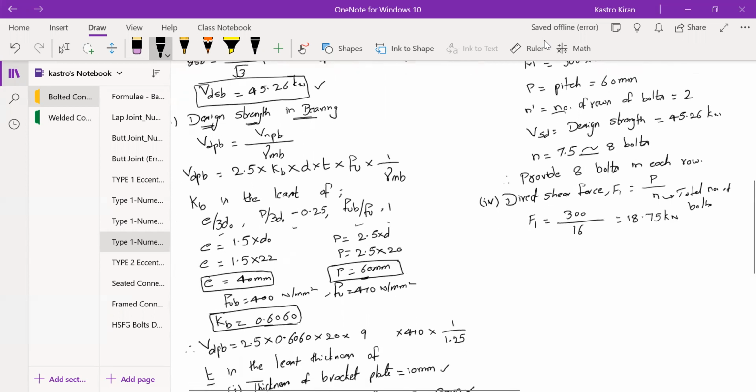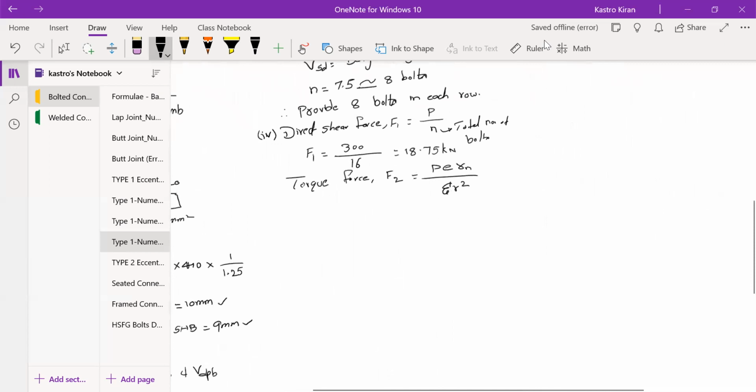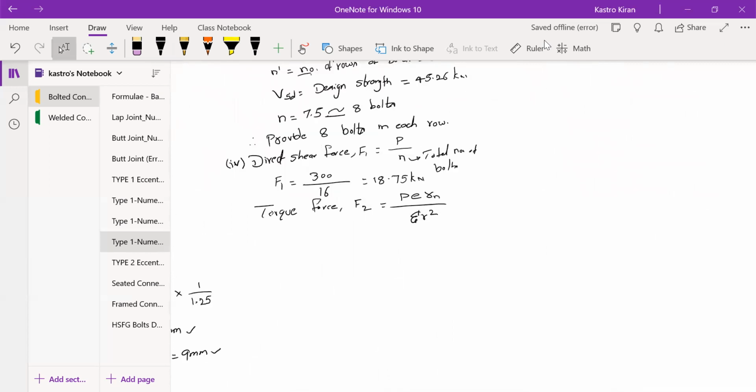Now the second force which is acting on bolt is the torque force. Torque force, the formula is F2 equals P E R n by summation of R square. So this is the formula to find out F2, which is torque force. Now, before finding the value of F2, I'll draw the connection diagram of providing 8 bolts in each row.